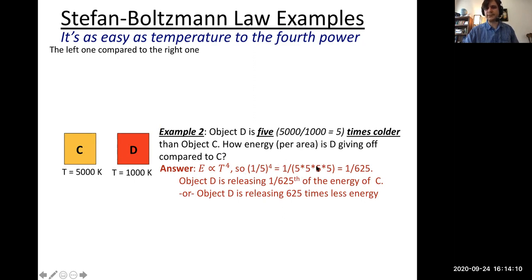5 to the 4th is 5 times 5 times 5 times 5. Multiply that out, you get 625. So it's 1/625th as much energy. So object D is releasing 1/625th as much energy as object C, which is the same thing as saying that object D is releasing 625 times less energy. And hopefully you're getting used to how you can use language to describe things in multiple ways. So 625 times less is the same as saying 1/625th as.